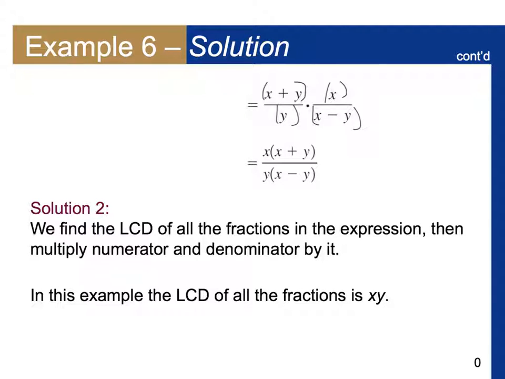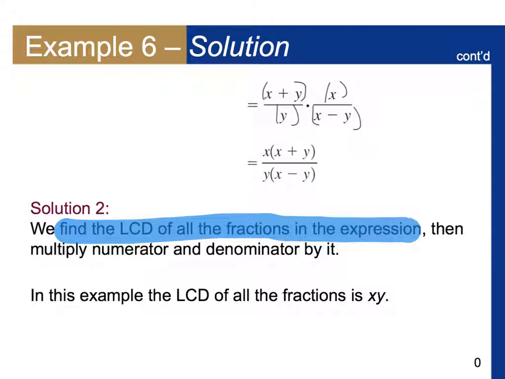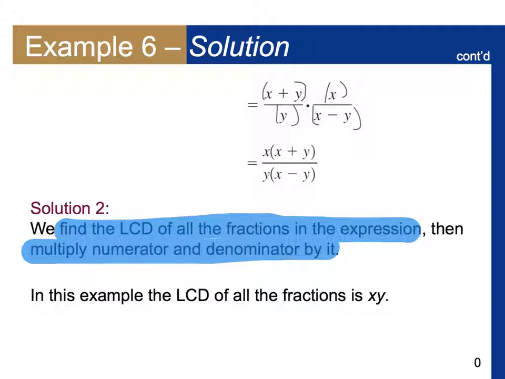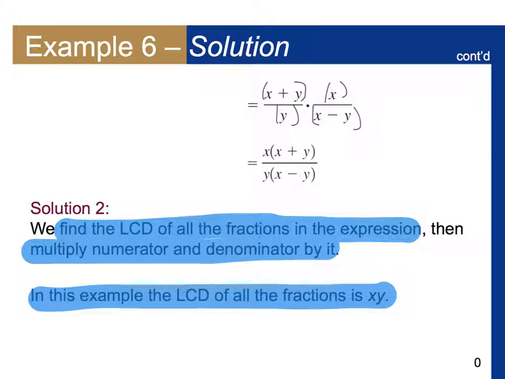The second method is to find the LCD of all the fractions in the expression. Then multiply numerator and denominator by it. This is a little bit shorter way of doing it, kind of a shortcut. So in this example, the LCD of all the fractions is xy.